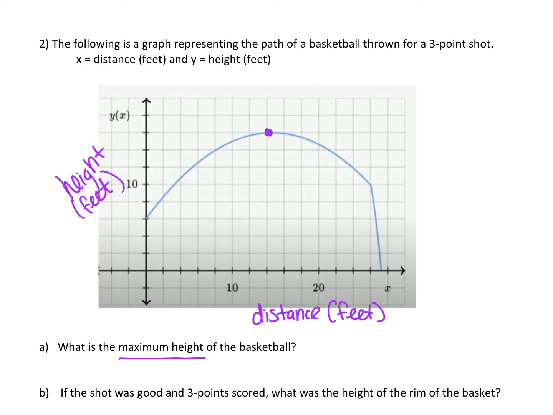Now let's figure out the scale. If this is 10, well, it can't be by ones. Let's see if it's by twos. Oh, it does look to be by two. So 2, 4, 6, 8, 10, 12, 14, 16. So it'd be 16 feet high would be the maximum.